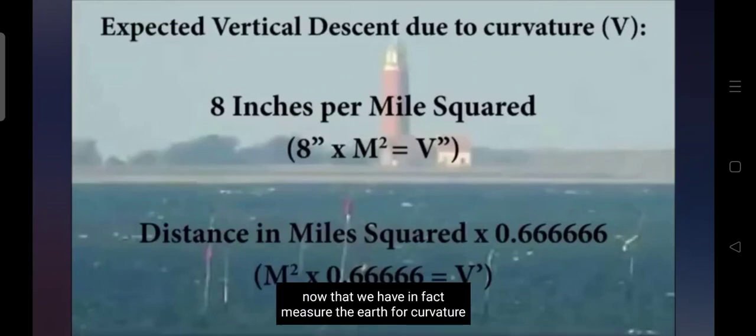Now that we have in fact measured the Earth for curvature and found there is none, the only logical answer is that the Earth is flat. Not because of some whimsical flight of conspiracy theory, but because the Earth doesn't possess the necessary curvature to result in a spherical shape.